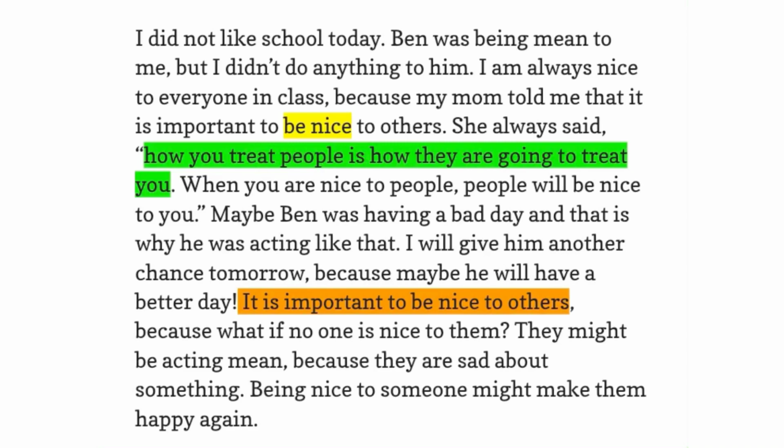Let's keep reading to see if we can find more details. Now remember, when finding details, we're not trying to find a bunch of them. We're just trying to find the most important ones. So let's keep reading to see if we can find another one.